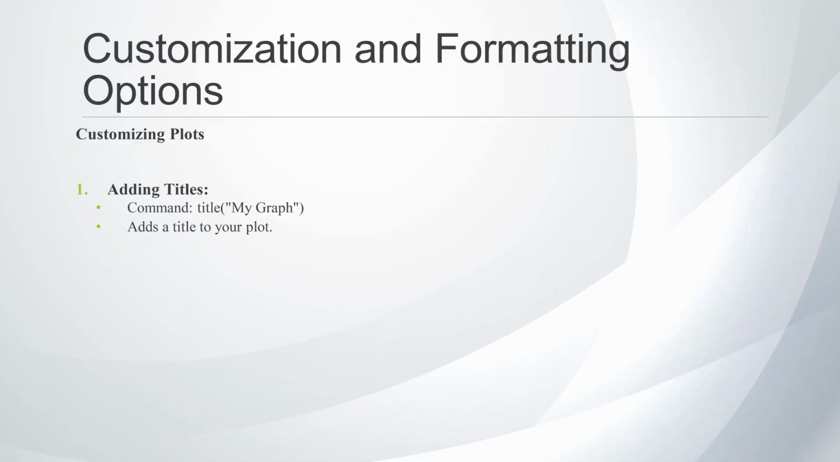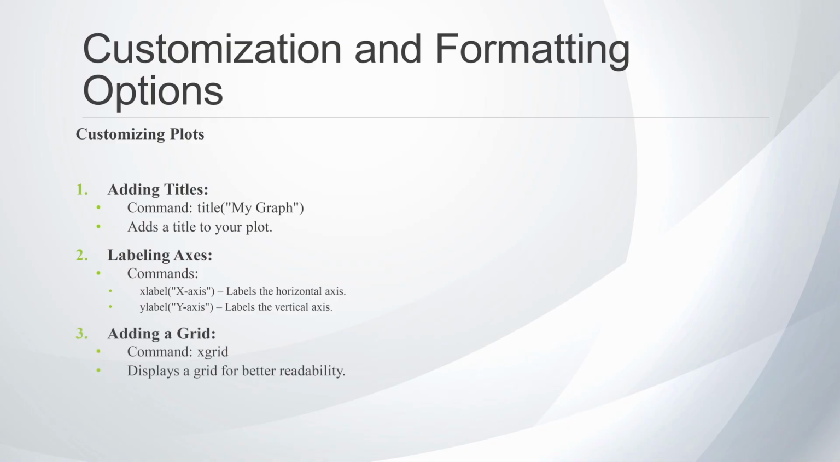In Scilab, you can easily customize your plots. You can add a title using the title command, which helps describe what the graph represents. To label the axis, you can use xlabel for the horizontal axis and ylabel for the vertical axis. Finally, the xgrid command adds a grid to the plot, making it easier to read and interpret the data.